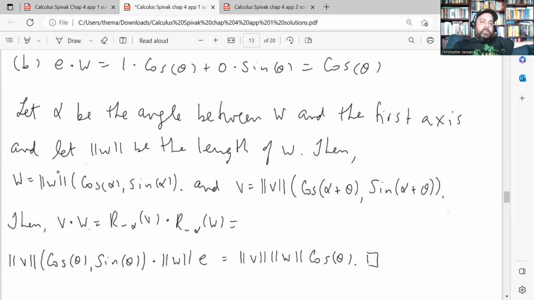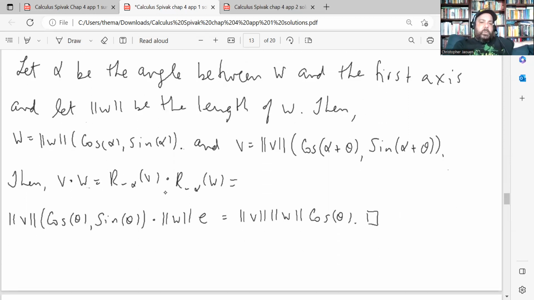And if you look at V dot W, that's equal to the dot product of the vectors rotated through an angle of negative theta. We proved that already in a previous step. And if you apply the rotations to the vectors here, the rotated vector for V becomes length V times (cosine theta, sine theta), and the rotated vector for W becomes length W times E. Then just use what we just proved about the dot product of E with another vector, and you get the formula.